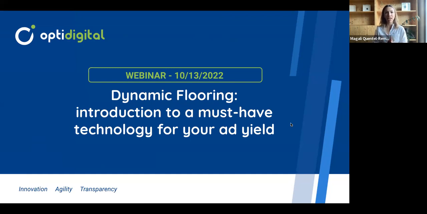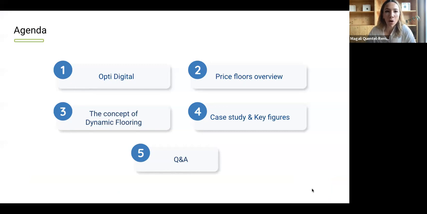This is an introduction to a must-have technology for your yield. Hopefully, we are going to introduce Opti Digital, then have an overview of all the price floors available, and then get to know a bit better the concept of dynamic flooring and whether it's worth it or not. We will keep some time at the end to answer any question that you may have. Feel free to post them on the chat so everybody can see them. But I am going to be focused on our agenda today, and we will look at the questions and answers after the slides.